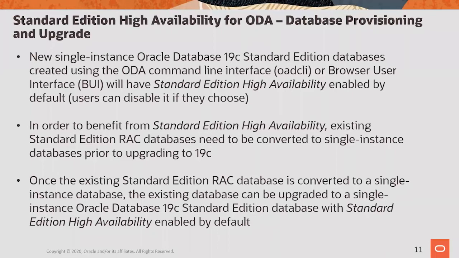And once they are single instance databases, those databases can be upgraded to single instance Oracle Database 19c Standard Edition databases with this high availability functionality enabled. So this is a two-step process that uses ODA CLI commands, but the development team has made that extremely simple compared to what it might be on a non-ODA system.